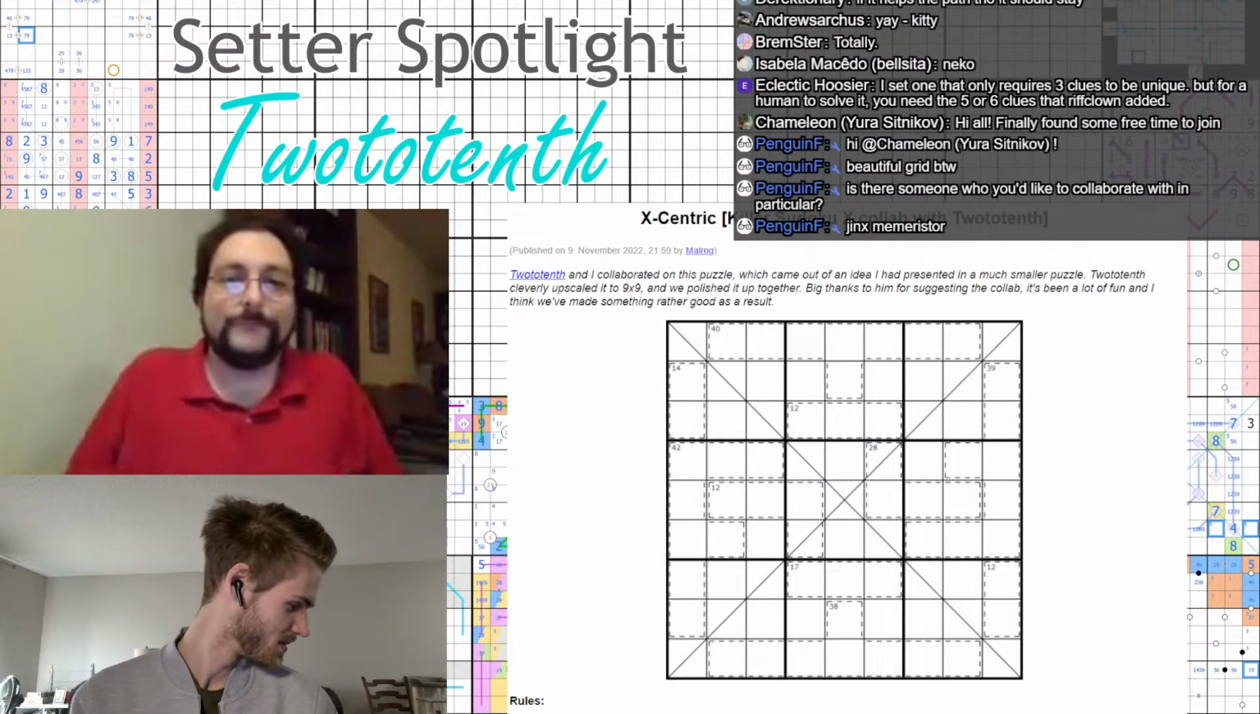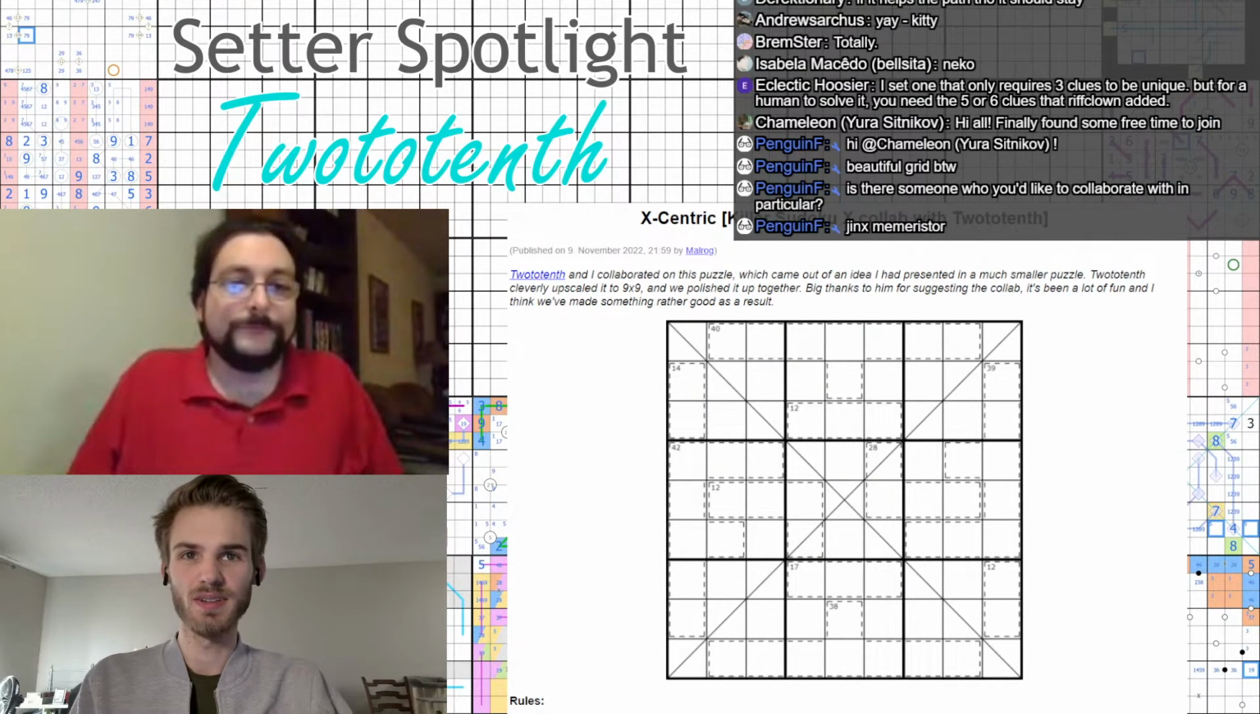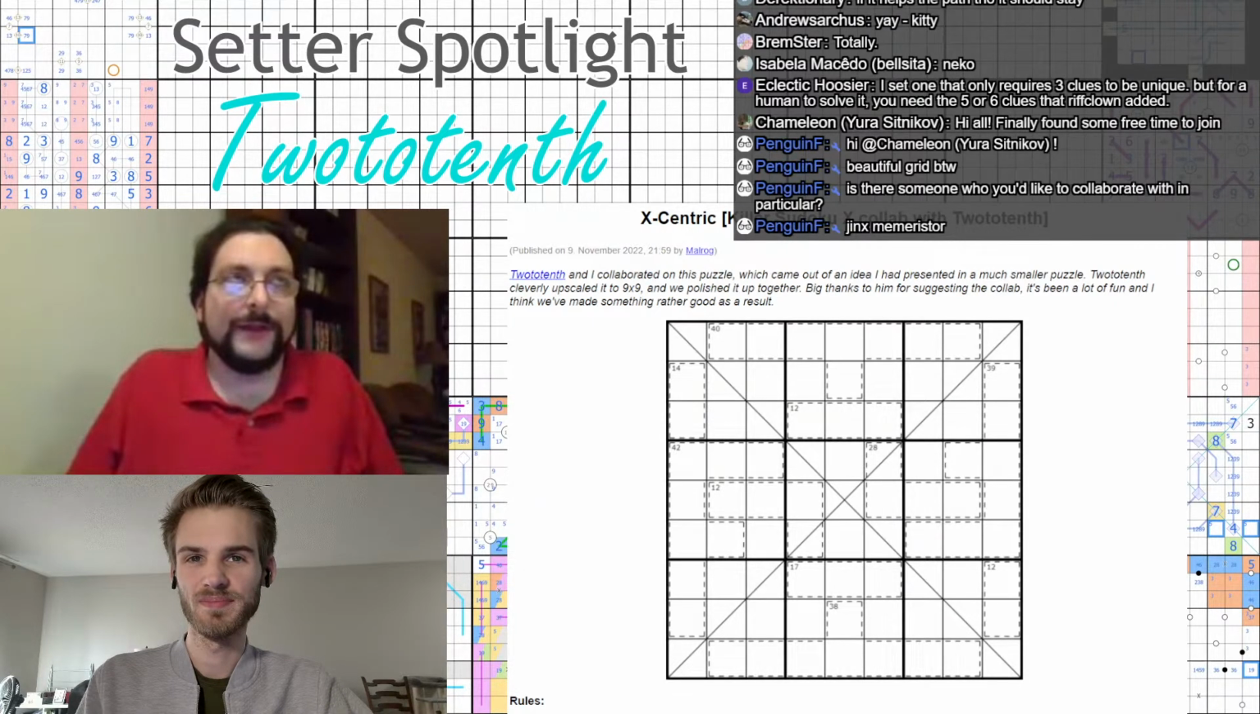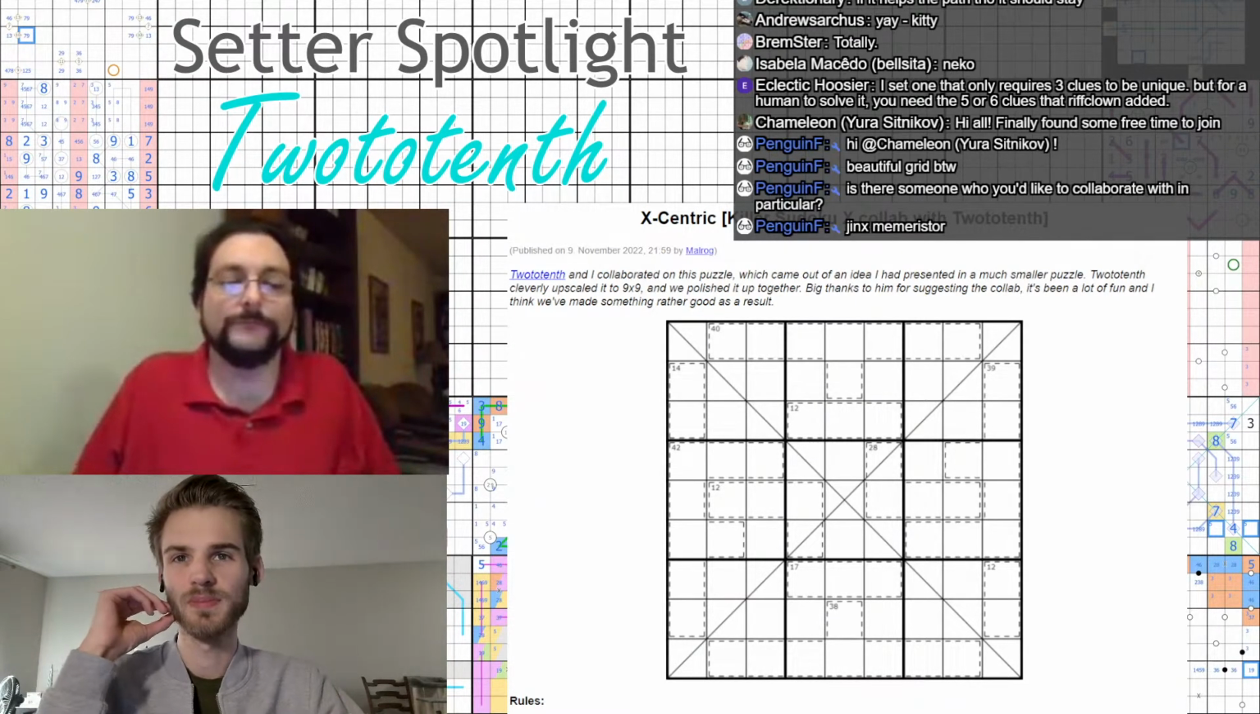But I wouldn't necessarily be opposed to collaborating with just about anyone. Zeta would be the person who probably comes to mind most immediately, just because we're very similar in some ways and very different in some ways, and I think we could do some cool stuff. Complement each other, sort of fill in the gaps.